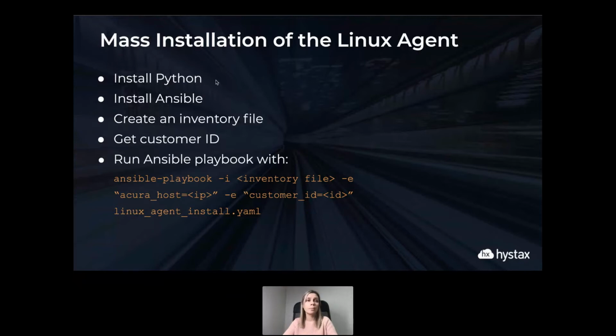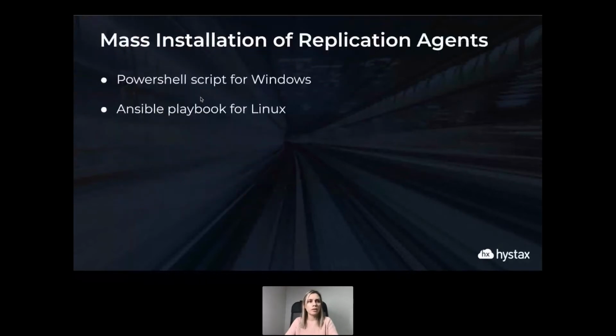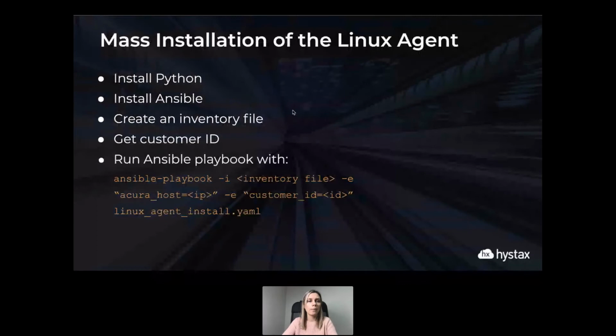the requirements are quite simple, so just Python 3.5 and Ansible to start the playbook. Create an inventory file, as far as Ansible works with inventory files to manage hosts. Get customer ID from Acura so that the required replication agents would be downloaded from Acura, and agents would be registered to the required customers.